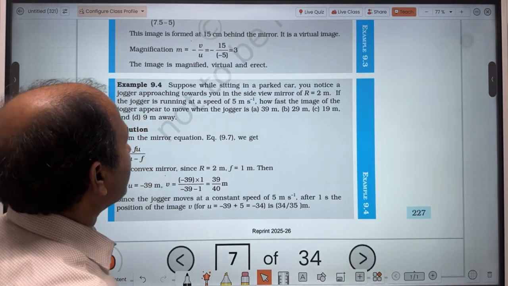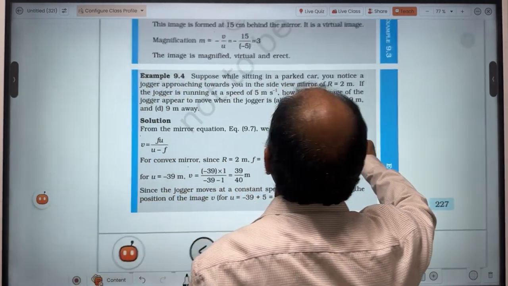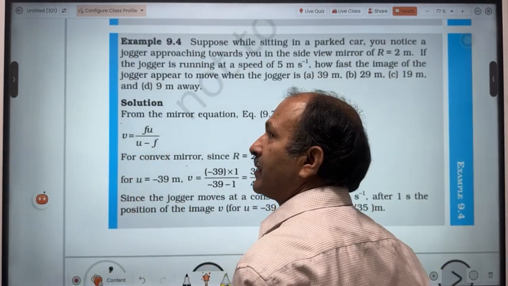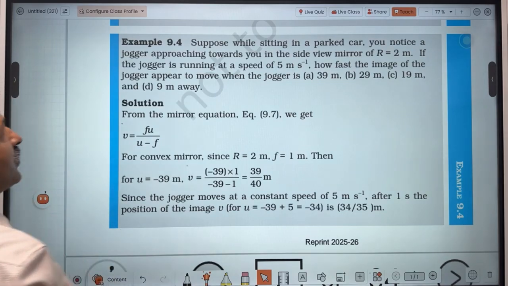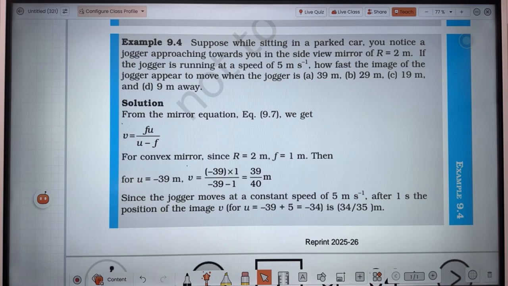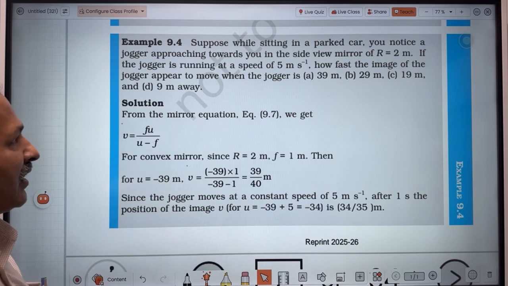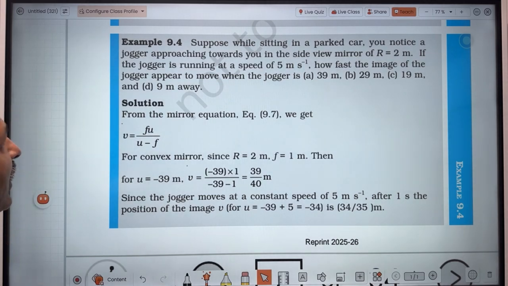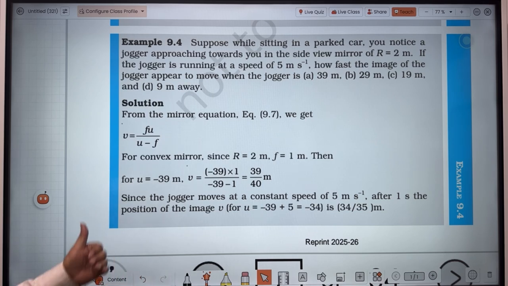Now there is very interesting question. This question you must know. This is sometimes asked. Suppose while sitting in a parked car, you notice a jogger approaching towards you in the side view mirror of R equal to 2 meter. If the jogger is running at a speed of 5 meter per second, how fast the image of the jogger appears to move when the jogger is 39 meter, 29 meter, 19 meter, 9 meter. All cases are same. You can calculate any one, you will understand.